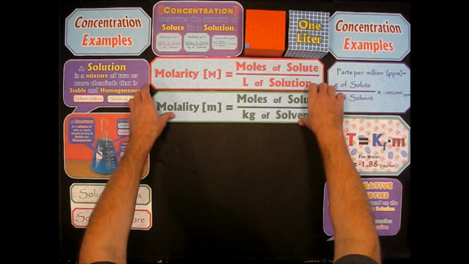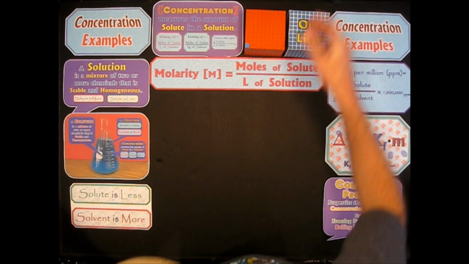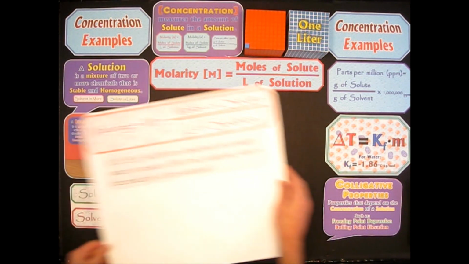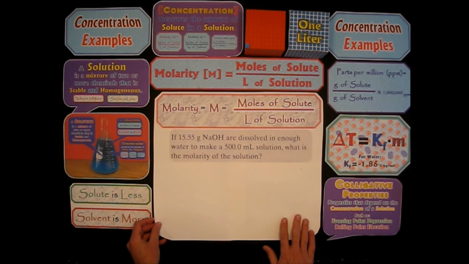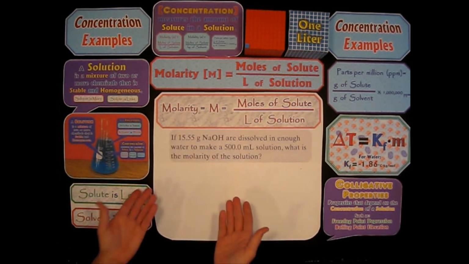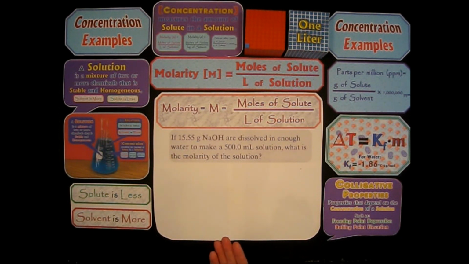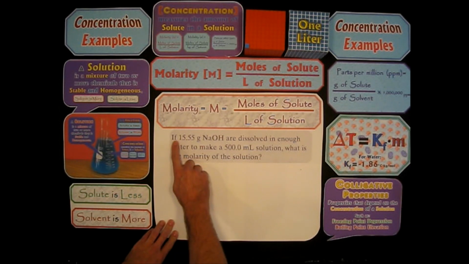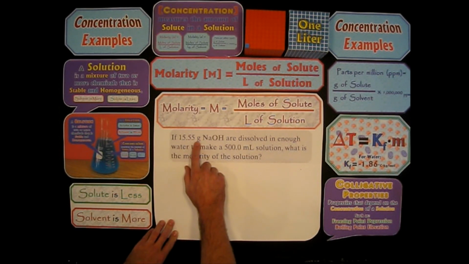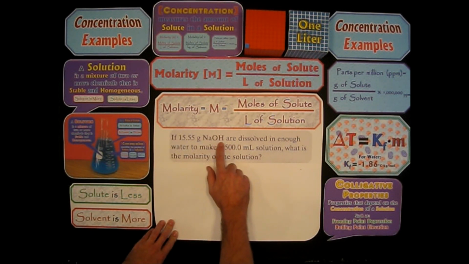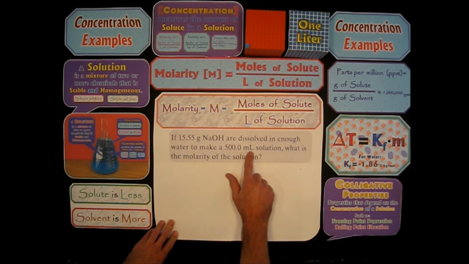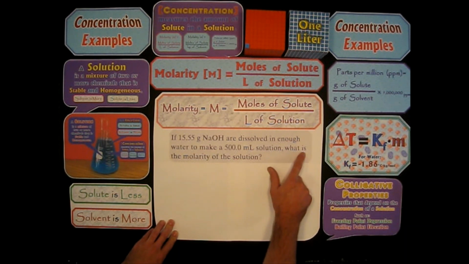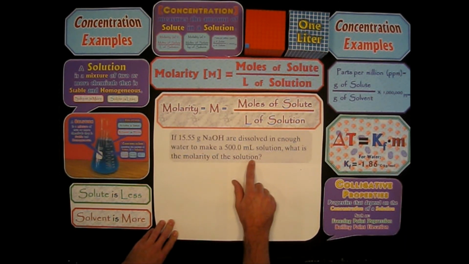So I'm going to start off with molarity. I'm going to move molality out of the way, and I'm going to bring in my first molarity problem. Okay, so this is one from the textbook. The question is, if 15.55 grams of sodium hydroxide are dissolved in enough water to make 500 milliliters of solution, what is the molarity of the solution?